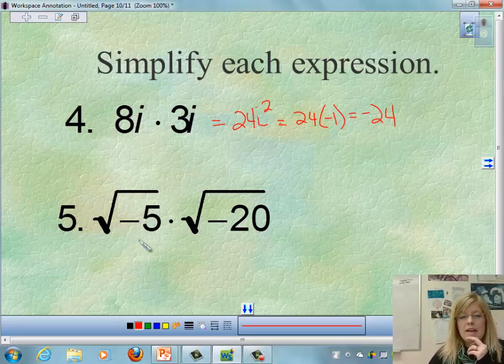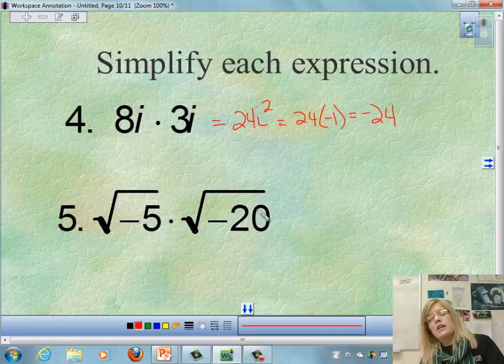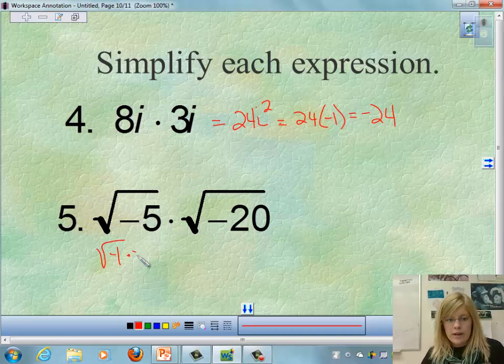Number 5, it's a radical of a negative 5 times a radical of a negative 200. If you have a radical, you can't just multiply those negatives together and let them disappear. You have to pull them out first. So if I pulled them out, it is a negative 1 times a negative 5. That's what this is, right? Negative 1, radical of a negative 1 is really i. So this, number 5, is really i radical 5.